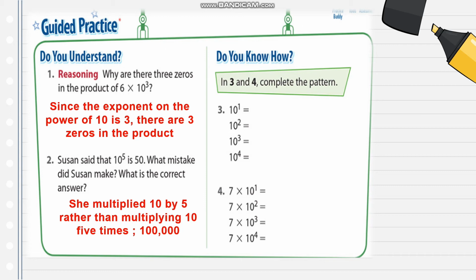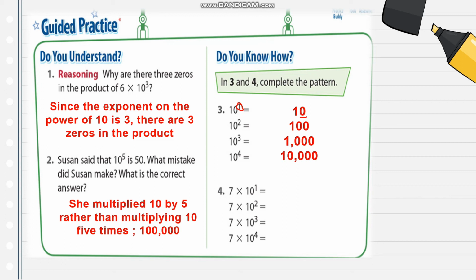10 to the first power means 10 multiplied by 1, and that is equivalent to 10. 10 squared means 10 multiplied by 10, that is equivalent to 100. 10 cubed means 10 multiplied by 10 multiplied by 10, and that is equivalent to 1,000. And 10 to the fourth power means 10 multiplied by 10 multiplied by 10 multiplied by 10, and that is equivalent to 10,000.